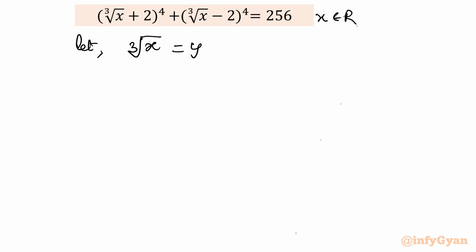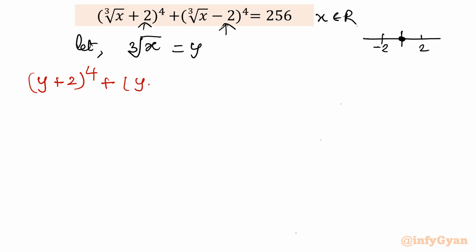Why is this our substitution? Because you can see it is plus 2 here and minus 2 here, which is symmetrical with respect to the origin. That's why the midpoint would be our substitution. That's why origin: cube root x minus 0 equal to y, or cube root x equal to y. Let's put this value in the given equation. So the equation will become (y plus 2) whole power 4 plus (y minus 2) whole power 4 equal to 256.